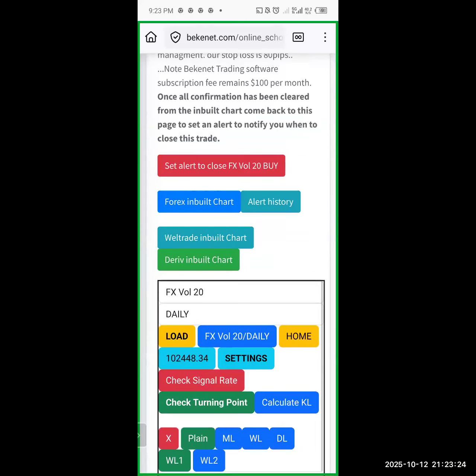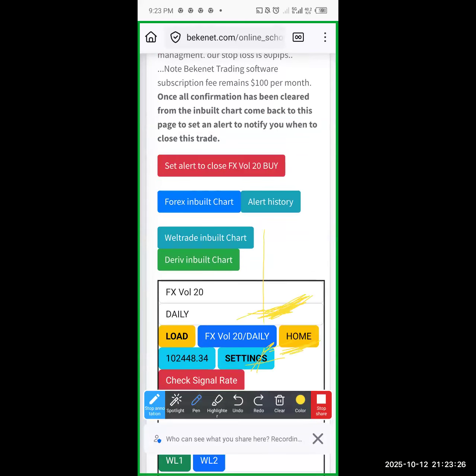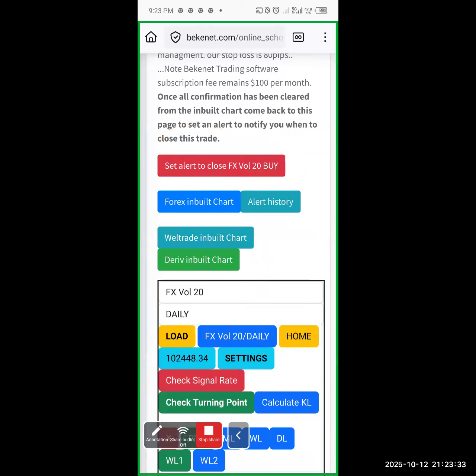All you need to do is program, very important. You program it to notify you when the trade wants to go against you. You just click this, okay? You just click it. Like for me, I've programmed it already. That is why I'm still holding my trade.